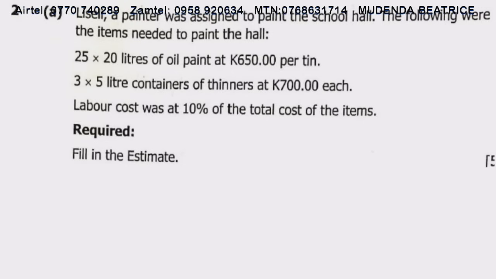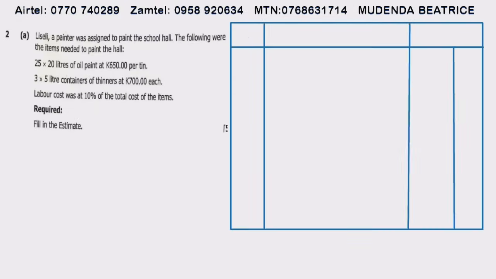Fill in the estimate. Okay, let me go through the statement and the question again. Recently, a painter was assigned to paint the school hall. The following were the items needed to paint the school hall: 25 by 20 liters of oil paint at 650 kwacha per tin; 3 by 5 liters containers of thinners at 700 kwacha each. Labor cost was at 10% of the total cost of the items. Required: fill in the estimate. Okay, so this is the frame I'm going to use for the estimate.